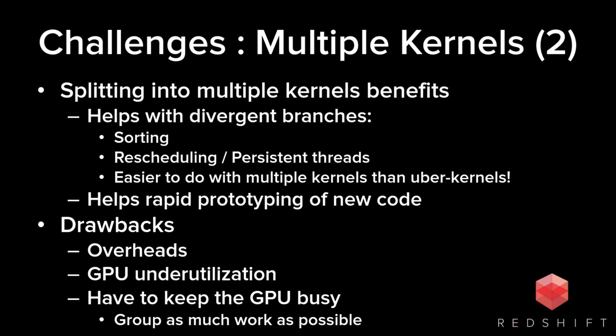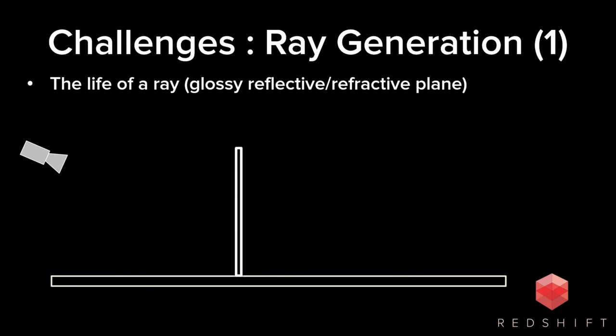So basically, for us, the continuing goal is to try to generate and submit as much work to the GPU as possible. Doing that means overheads and underutilization are much less of a problem. The other thing, perhaps the thing that differentiates Redshift from the others the most, is the way that we're actually generating rays.